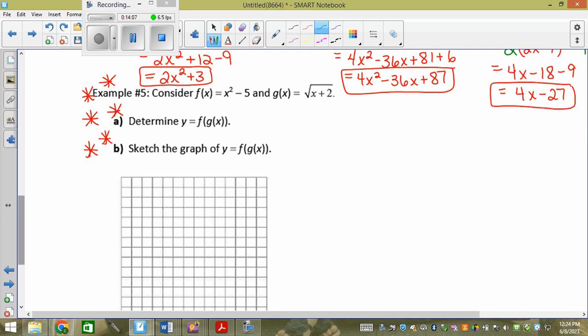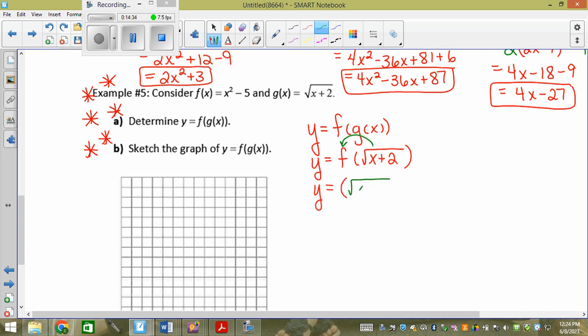So this one is f of g of x. Y equals f of g of x. And then we have to plug g of x in. So we get y equals f of square root of x plus 2. And then what are we doing? We're taking the square root of x plus 2, and we're plugging it in for the x's in f, right? f is x squared minus 5. So we're going to get y equals, well, x squared happens to be x is now square root of x plus 2. It's still squared, minus 5.